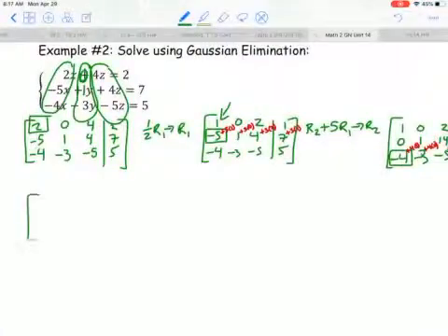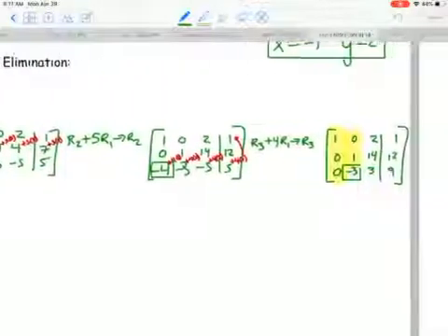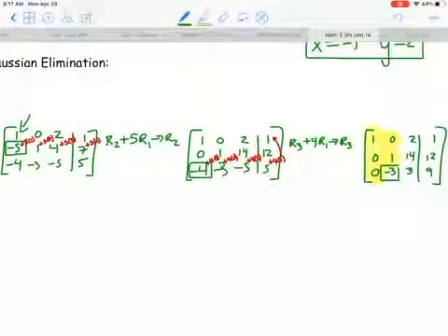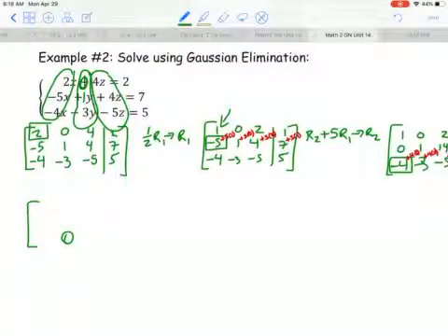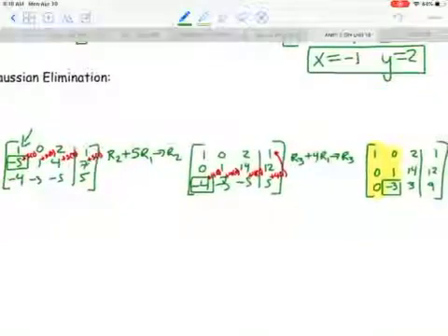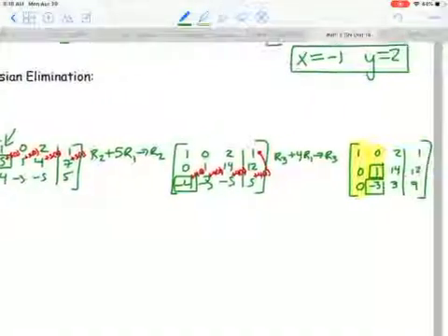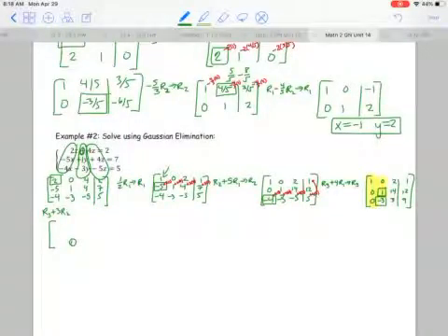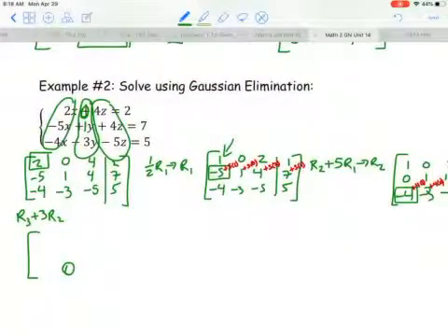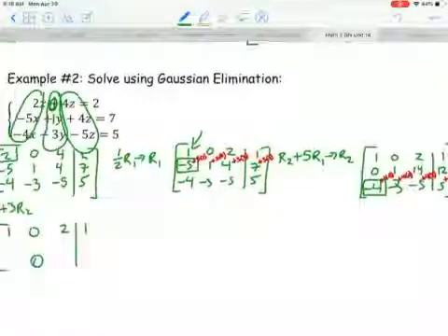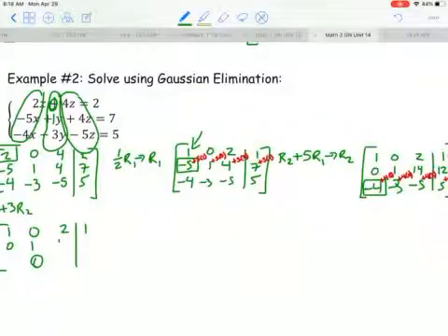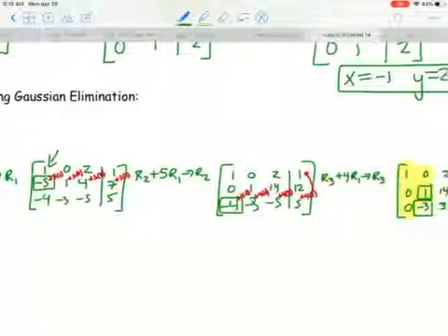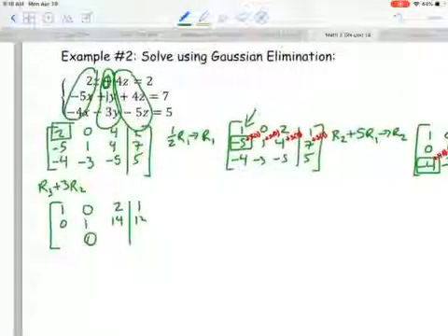So remember, anytime you're trying to get something to be a 0, it's adding or subtracting. So I'm going to add 3 of row 2. So this is row 3 plus 3 of row 2, where that 1 is in the column. So I'm going to copy those over, just because right now only row 3 is changing. So 1, 0, 2, 1. And then 0, 1, 14, 12. In my row 3, I'm going to be adding 3 of row 2.